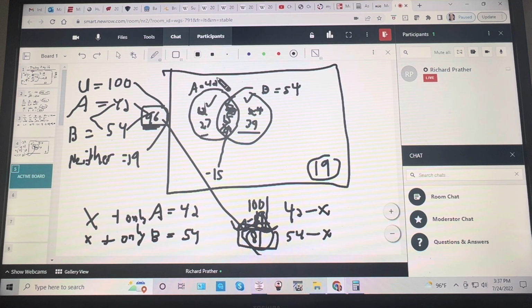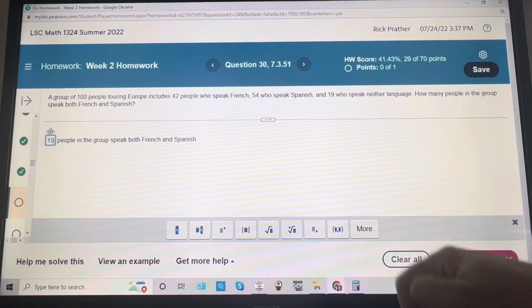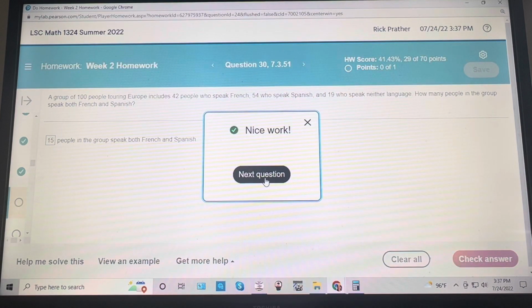And then if you take the A minus 15, that gives you 27. The B minus 15 gives you 39. And just as a double check, I added all three of those and it equaled 81. So 27 plus 15 plus 39 plus 19, that would add up to 100. So 15 do both of these languages. 15 people speak both languages. Multilingual, which is very common in Europe and other places around the world because there's a lot of countries near each other and people travel between them a lot, so it just helps to know more languages.